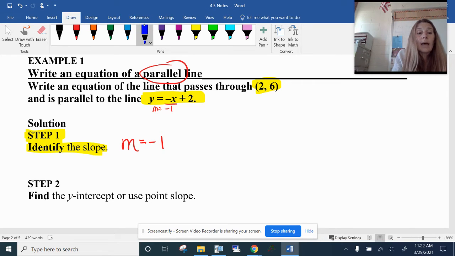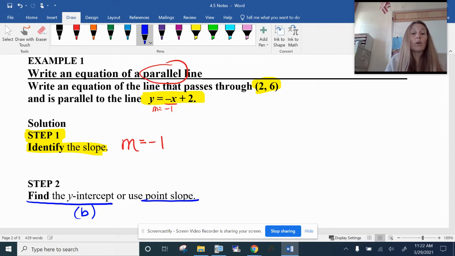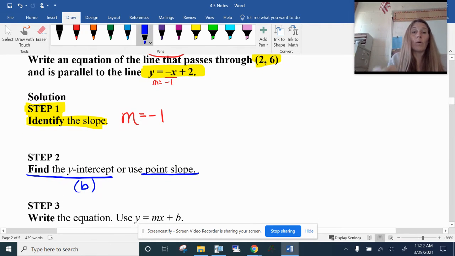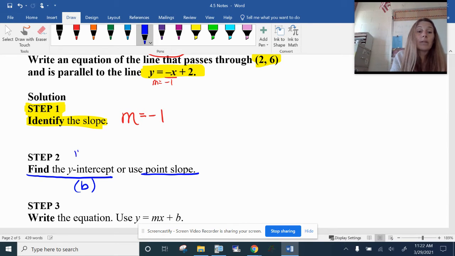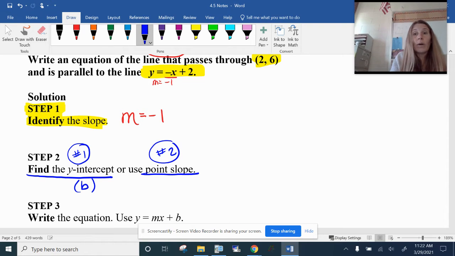Now, the second step is going to be to either find the y-intercept, which is that b value, or use point slope form, because our end result that we're looking for is going to be putting it in the y equals mx plus b equation, and we can use either of these methods to get there. So I'm going to say this is option 1, and I'll say this is option 2, and I'll show you how you could do it either way.